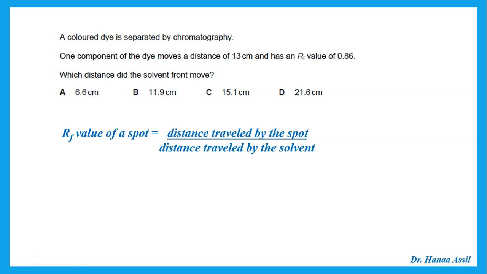He gives me the RF value, which is 0.86. The distance traveled by the spot is 13. And we're required to get the distance traveled by the solvent. So, of course, just solving from the equation, the distance comes out to be 15.1, so this is 15.1 centimeters.